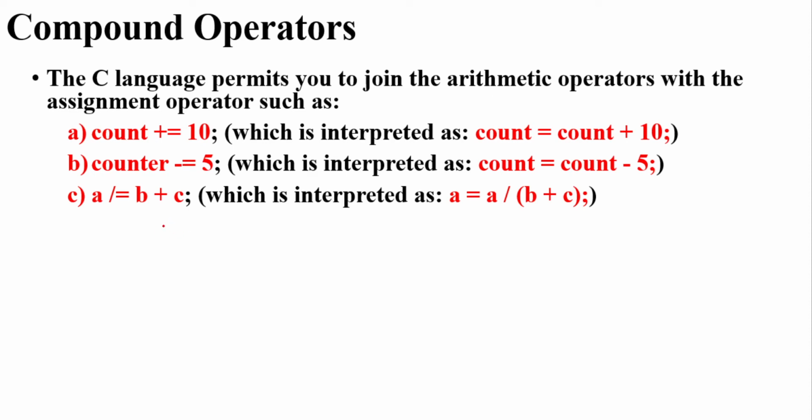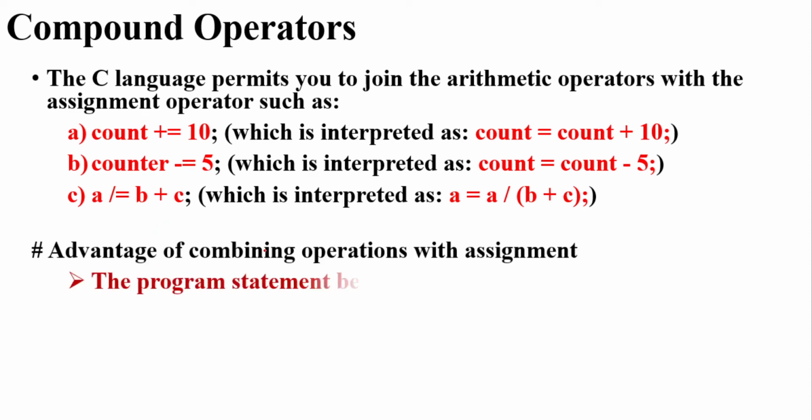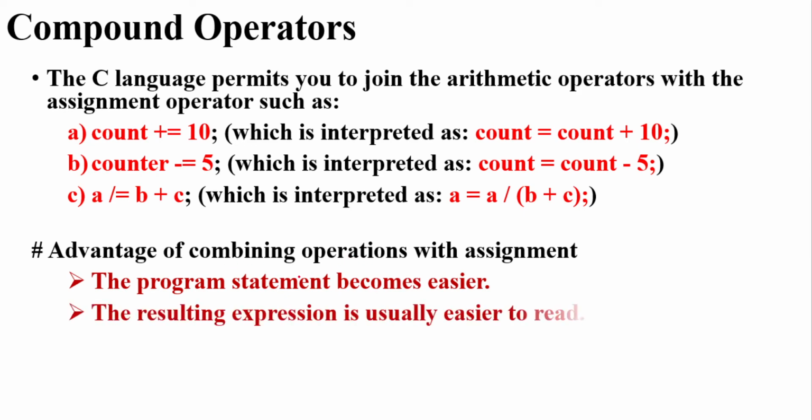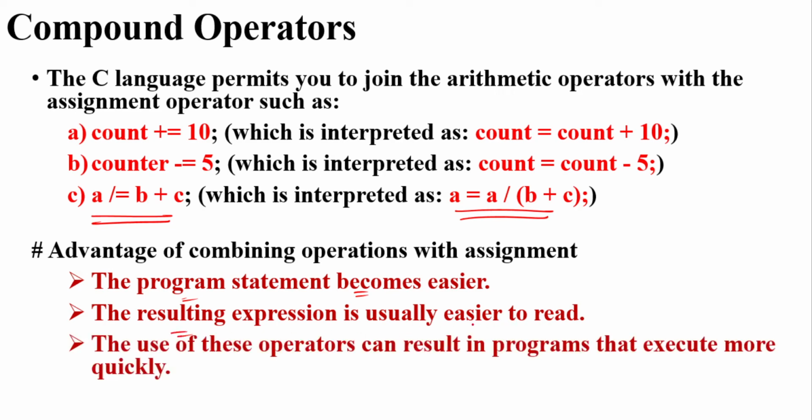But now the question is, why do we need to use these compound operators? The advantage of combining operators or compound operators is that program statements become much easier. Rather than writing a long code, you can write a smaller code. Secondly, the resulting expression is usually easier to read. For some people it becomes difficult, but in general, it is easier to read. And the use of compound operators in embedded systems especially can result in programs that execute faster. So remember, using compound operators may increase your speed of execution also.